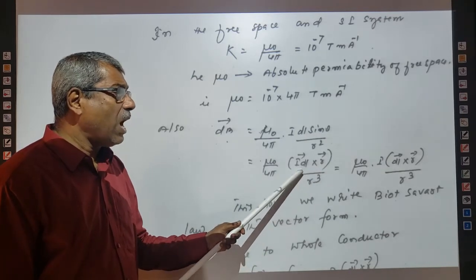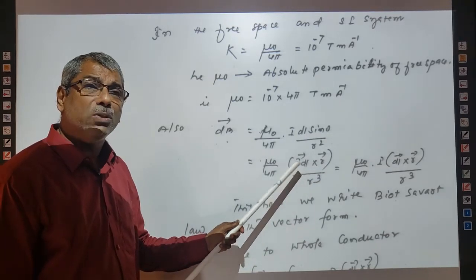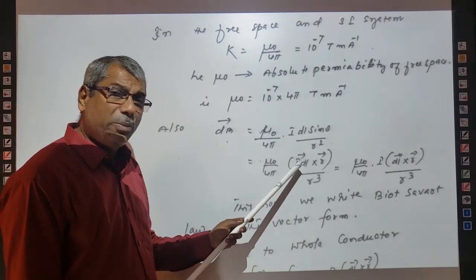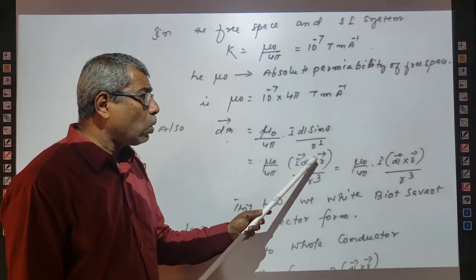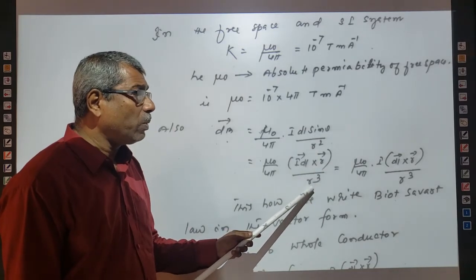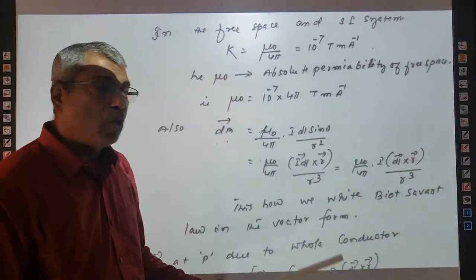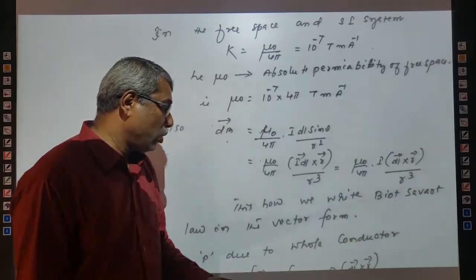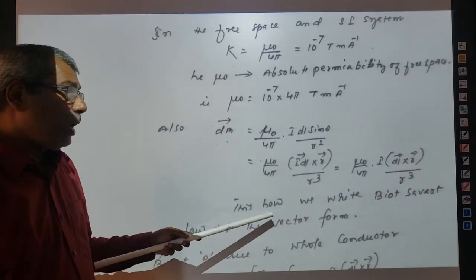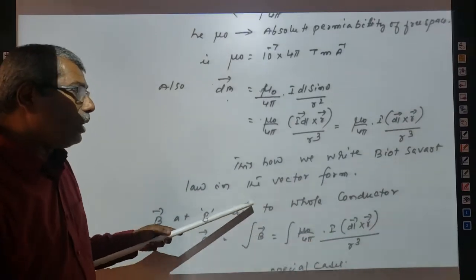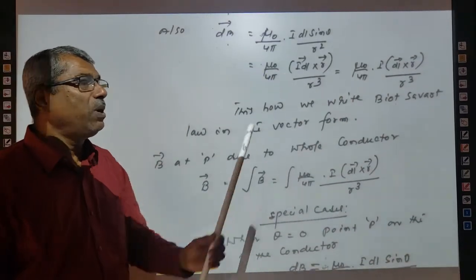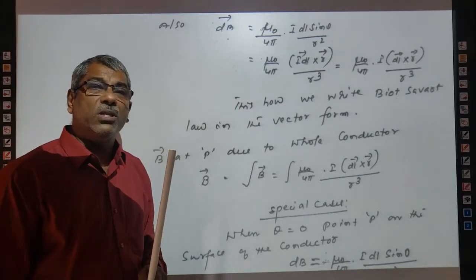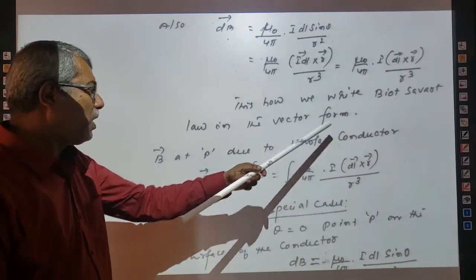We are getting I dl. I dl is a vector because the current element is a vector quantity. Current element is considered as a vector quantity. So I dl cross vector r divided by r cube. This can also be written as equal to mu 0 by 4 pi into I dl cross r divided by r cube. This is how we write the Biot-Savart's law in the vector form. This is a very important formula. This formula can be asked: how Biot-Savart's law can be expressed in the vector form, right?